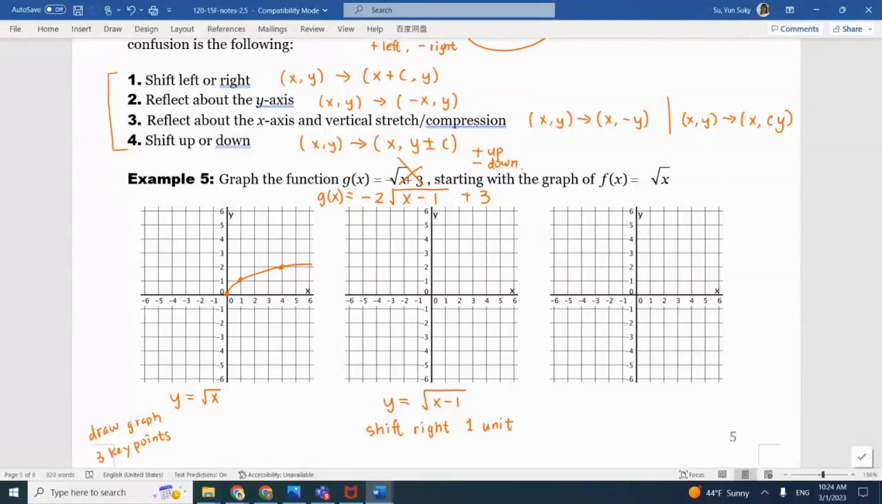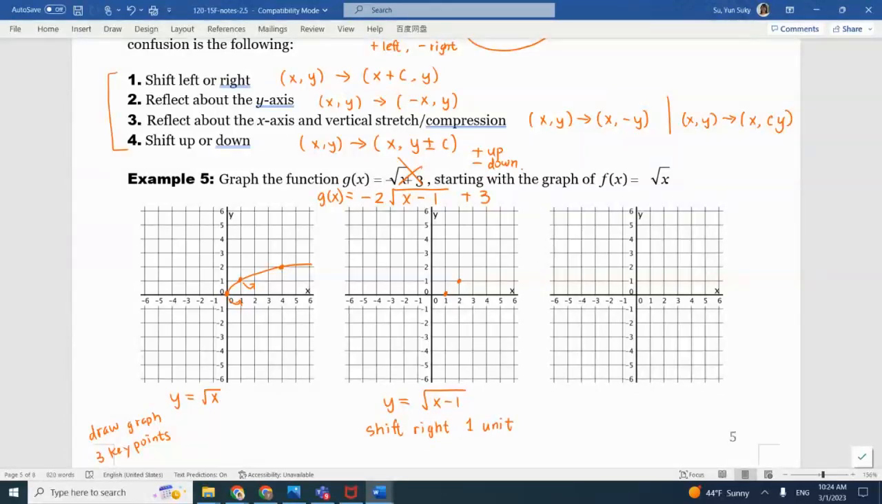Okay, that means, look at your key points. Shift right 1 unit. So this point was 0, 0. Now you move. What does it become? It shifts right. So it becomes 1, 0. Yes, everybody? Look at this point. It was 1, 1. You shift right 1 unit. What happened? 2, 1. See, you are changing the x, but the y remains constant.